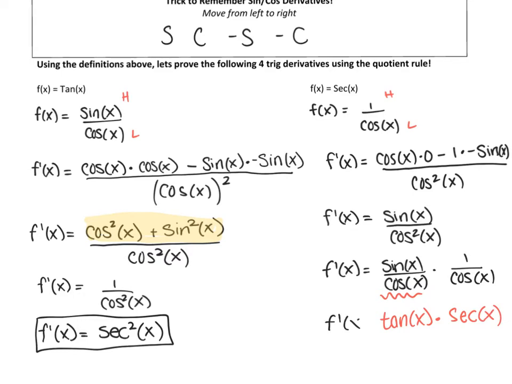So the derivative, f prime, is tangent x times secant x. So the derivative of secant is tan secant. Sometimes we say secant tan. The order doesn't matter because multiplication is commutative. All right, let's do the next one.